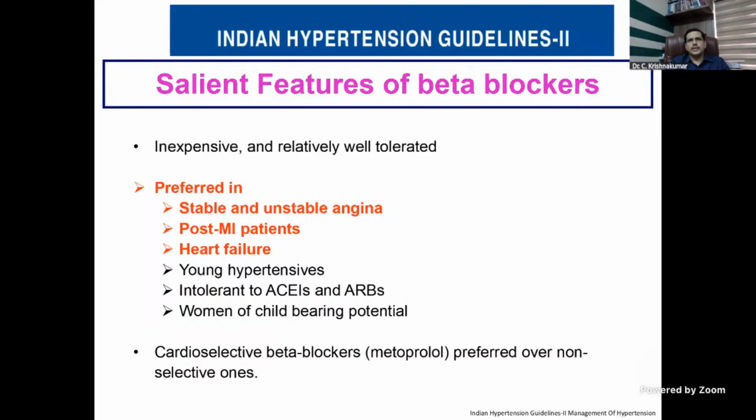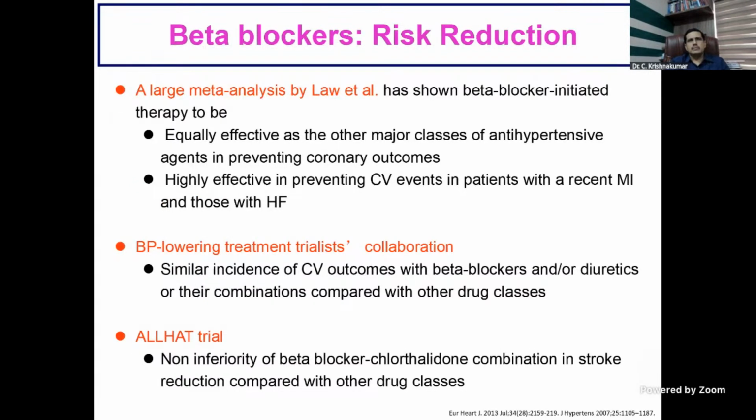Indian hypertension guidelines 2. Salient features of beta blockers: inexpensive, relatively well tolerated, preferred in stable and unstable angina, post-MI patients, heart failure, young hypertensives, those intolerant to ACE inhibitors and ARBs, and women of childbearing potential. Cardio-selective beta blockers are preferred over non-selective ones. A large meta-analysis by Law et al. showed that initiation of beta blocker is equally effective as major classes of antihypertensive therapy in preventing coronary outcomes, and highly effective in preventing CV events in patients with a recent MI and those with heart failure. The Blood Pressure Lowering Treatment Trialists' Collaboration said that similar incidence is noted with beta blockers. ALLHAT, as we already saw, showed that a diuretic-based combination was non-inferior to other drug classes in patients with strokes.